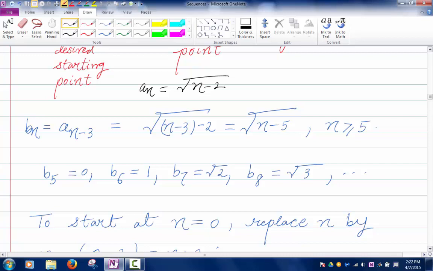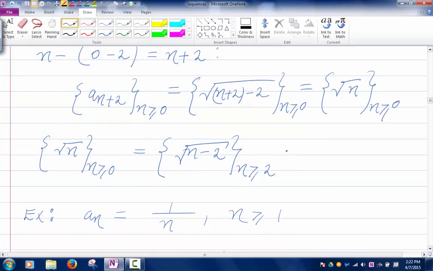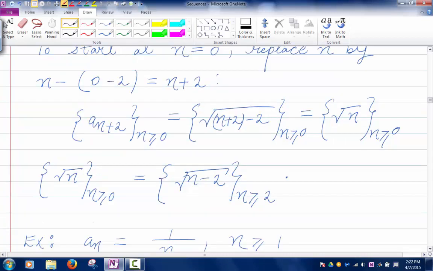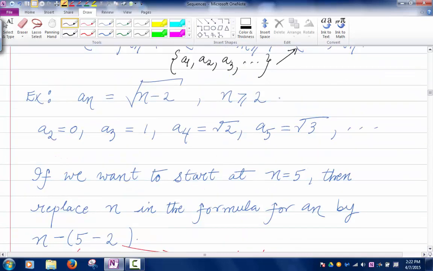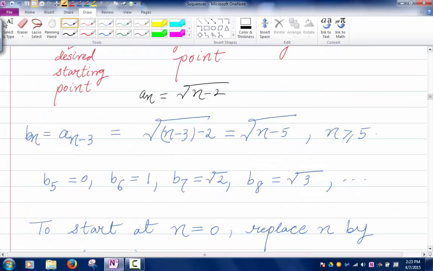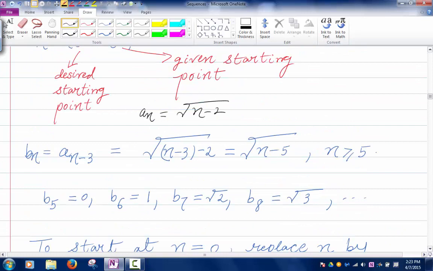So what is B5? B5 is 0, B6 is 1, B7 is root 2, B8 is root 3, and those are exactly the same values of the original sequence, right? So you look at the sequence B starting at 5, and look at the sequence A starting at 2. They have the same terms, right? Same infinite list. All I did is change the initial index.